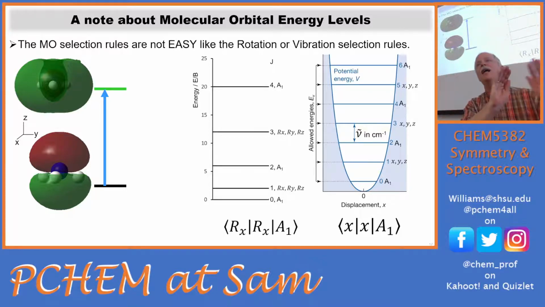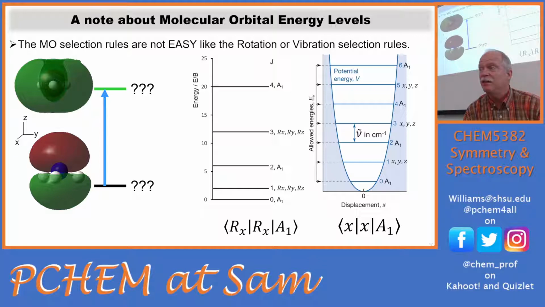So we just have to match the other two so that the odd character cancels out. So if those others are equal, if it's Rx and Rx, we know it's allowed. If it's X and X in vibration, we know it's allowed. But for the molecular orbitals, we don't have this nice, easy quantum number thing, right? What are the quantum numbers for the molecular orbitals?